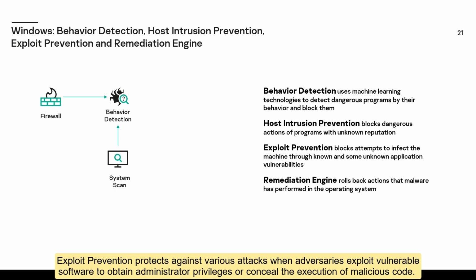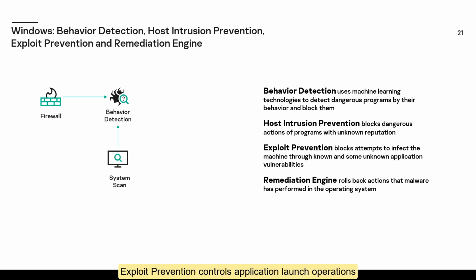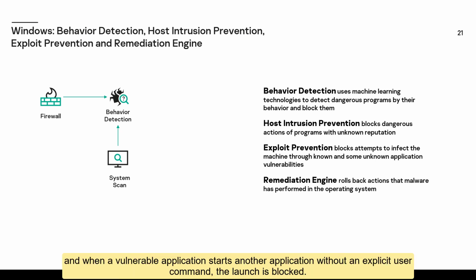Exploit prevention protects against various attacks when adversaries exploit vulnerable software to obtain administrator privileges or conceal the execution of malicious code. Exploit prevention controls application launch operations, and when a vulnerable application starts another application without an explicit user command, the launch is blocked.